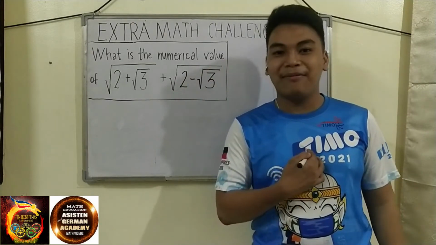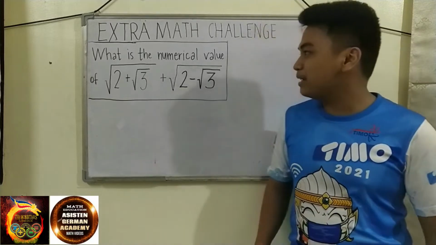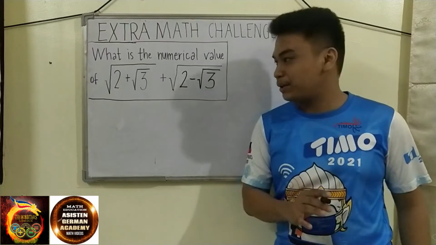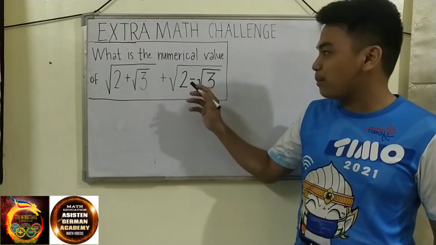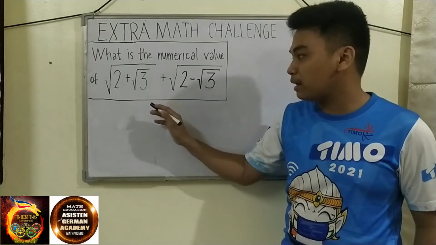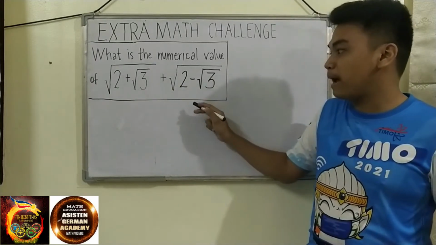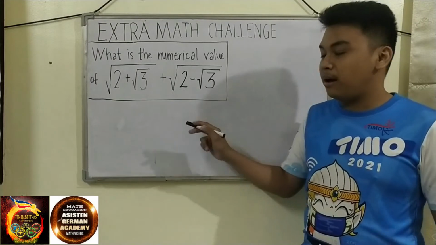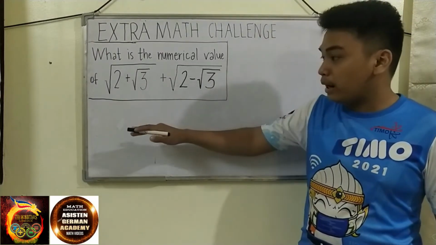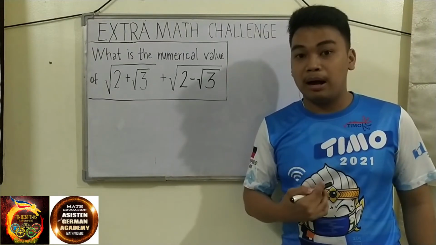I am Hobbiter Ralph, and for today, we are going to deal with this extra math challenge question. Our question for today is, what is the numerical value of the square root of 2 plus square root of 3 plus square root of 2 minus square root of 3? Okay, so to solve this problem, we are going to use the concept of algebra.